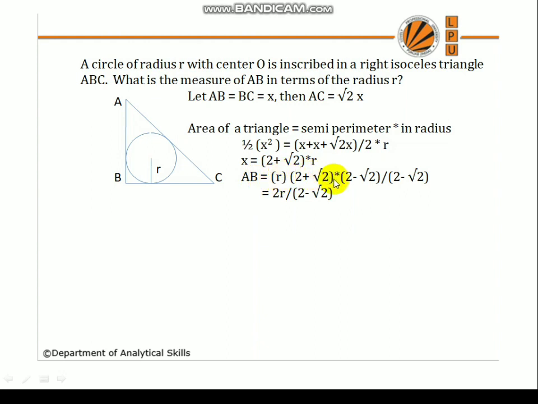Now we have to use irrational conjugates. R into (2 plus root 2) into (2 minus root 2) divided by (2 minus root 2). On simplifying, we get 2r divided by (2 minus root 2). Thus, AB is equal to 2r divided by (2 minus root 2).